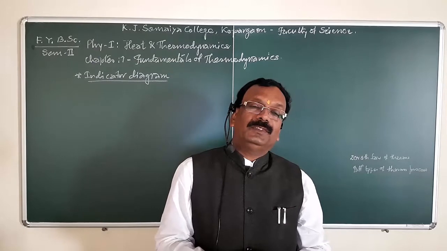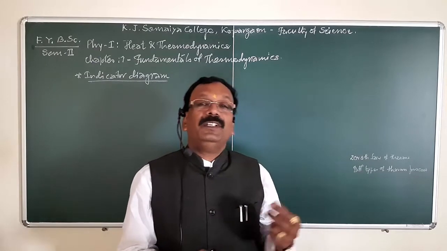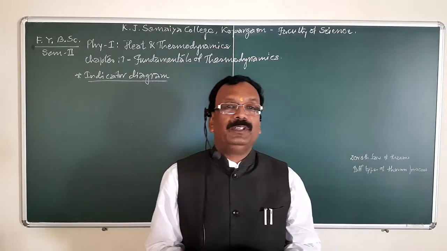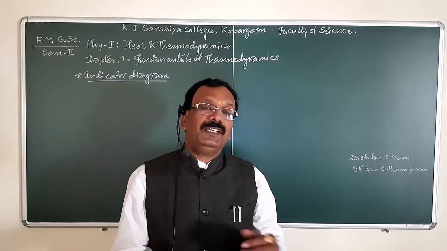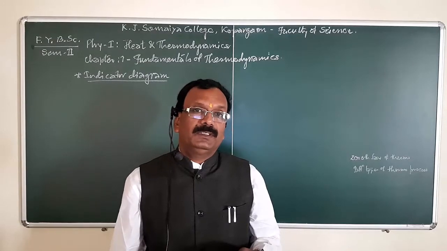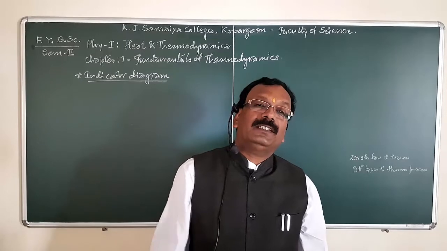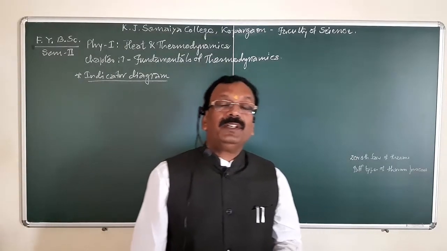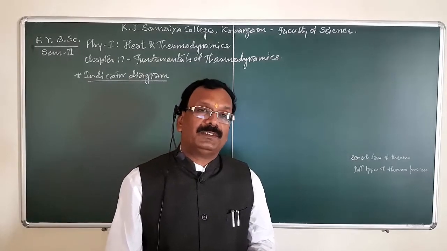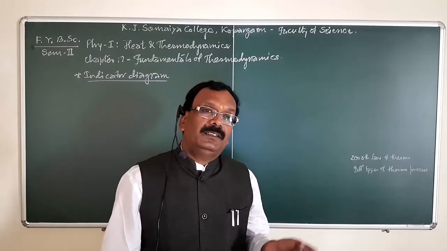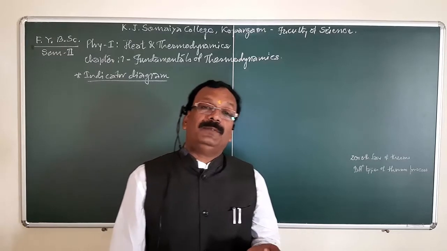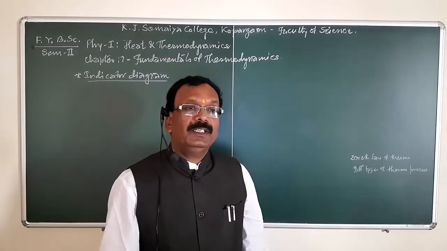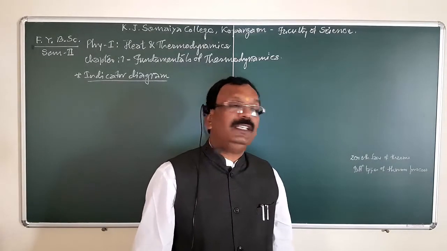Now, today we are going to see about indicator diagram and work done during isothermal change. As we have studied in previous lecture about thermal equilibrium as well as different types, zeroth law of thermodynamics, and then we studied different types of thermodynamic process like isothermal process, adiabatic process, isobaric process and isochoric process. In this lecture, we are going to study indicator diagram.